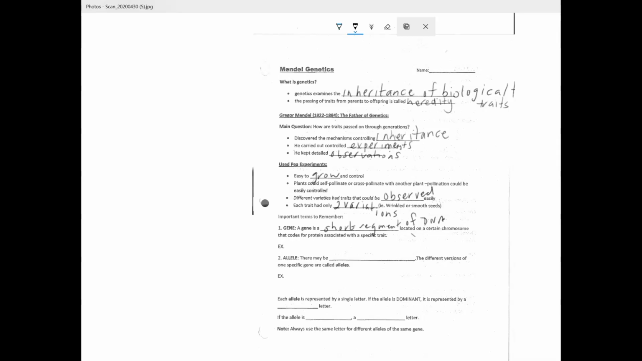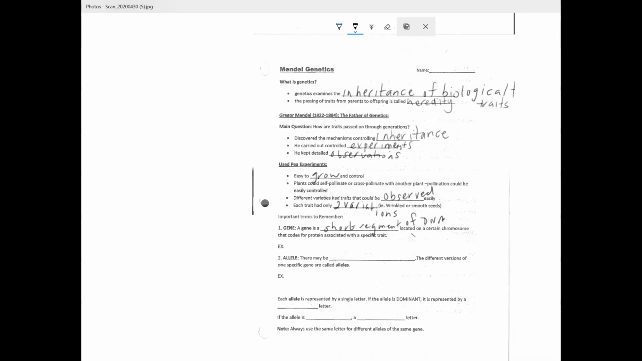Usually there are many genes involved, guys, with a specific trait, but I just want to talk about the simple definition. A gene is a short segment of DNA located in a chromosome that codes for protein.